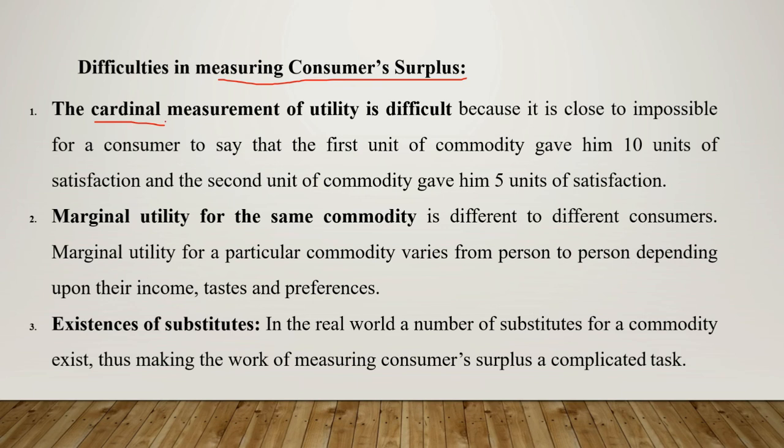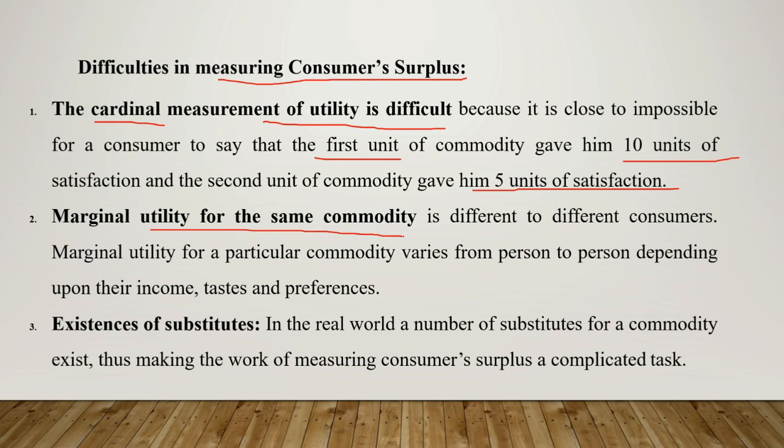That is cardinal measurement. Whereas ordinal measurement means this is ordering only. Numbers are not assigned. We will just simply say that coffee is preferable to tea, like that. Cardinal measurement of the utility is very difficult. The consumer will consume the first unit, he will get 10 units of satisfaction. For the same commodity, he is getting 5 units of satisfaction later. That means the satisfaction is changing. Cardinal measurement of the utility is very difficult, which leads to difficulty in measuring the consumer surplus.